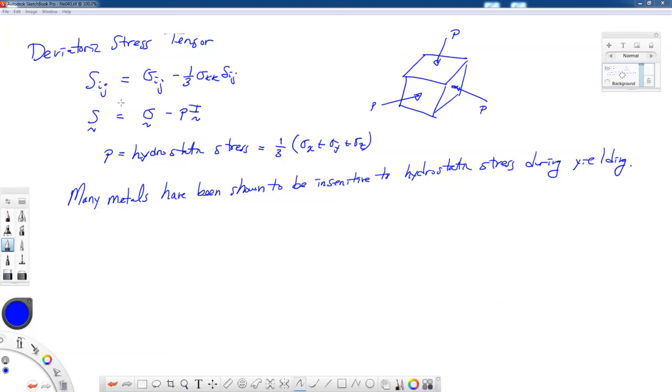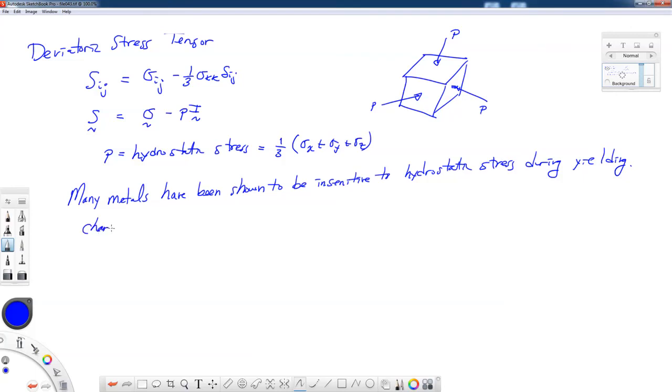So the advantage of using the deviatoric stress tensor is that we're subtracting off the hydrostatic stress term from our stress state. If a material is insensitive to hydrostatic stress, we really don't need to worry about it as far as our yield criterion goes. Okay, and this is where we're going to get into talking about J2. Now, just like the regular stress tensor, the deviatoric stress tensor has invariants as well.